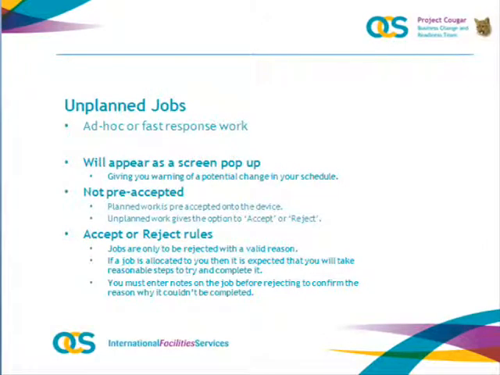A job can be sent to you that wasn't originally part of your schedule. Planned work is already accepted when it arrives on your device. Unplanned work will give you the option to accept or reject. Jobs are only to be rejected with a valid reason. If a job is allocated to you, then it is expected you will take reasonable steps to try and complete it. You must enter notes on the job before rejecting to confirm the reason why it couldn't be completed.